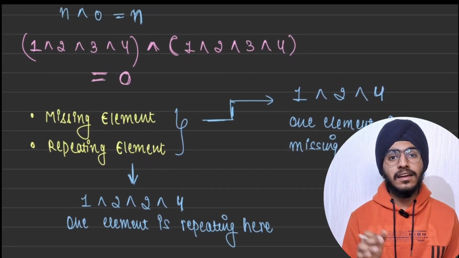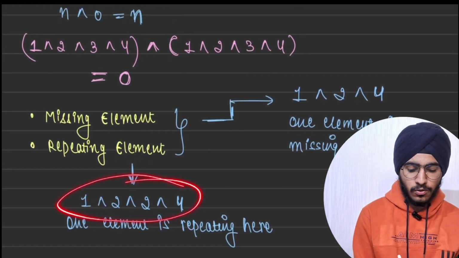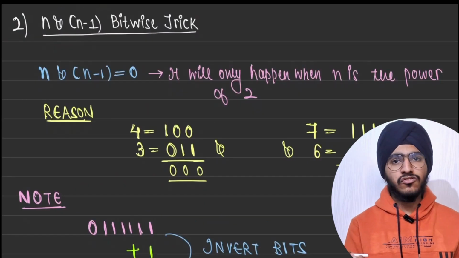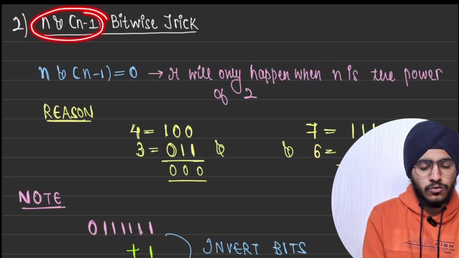Similarly, this trick can be applied to the repeating element as well, so you can find the repeating element easily. Let's jump to the next trick, the n and n minus 1 bitwise trick.